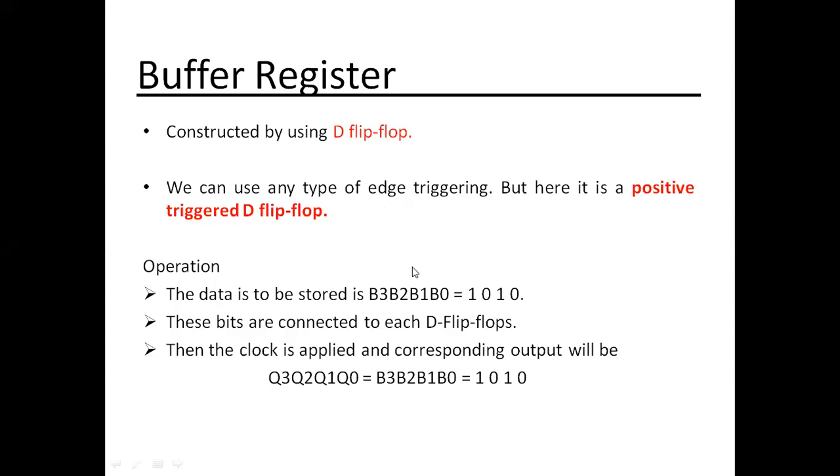We can use any type of edge trigger, that is positive or negative edge trigger flip-flop. Now, operation. Suppose we would like to store 1010. So these bits, all the 4 bits, are connected to each D flip-flop. For storing of that 1010 data, we require 4 flip-flops.